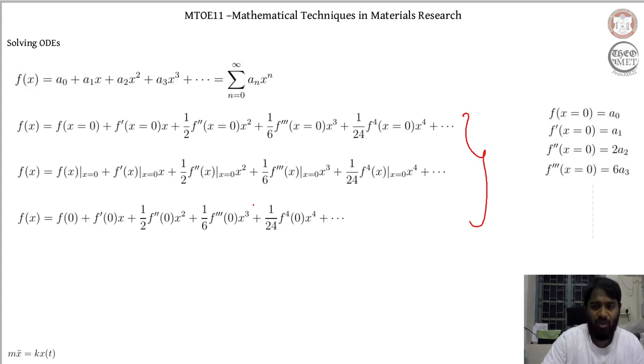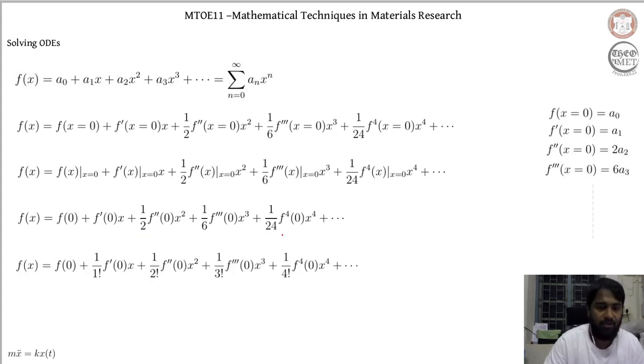And now one elegant way of rewriting this expression is when you replace these fractions, particularly the denominators of these fractions, you end up having the factorial values. So this is one elegant way of expressing the Taylor series.